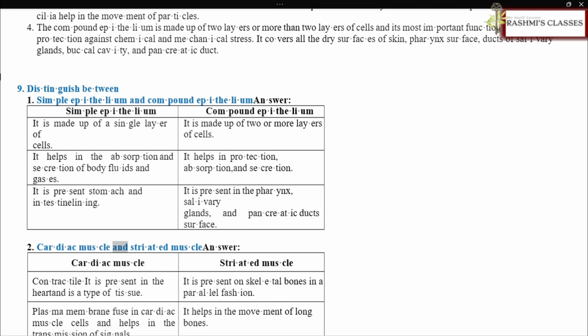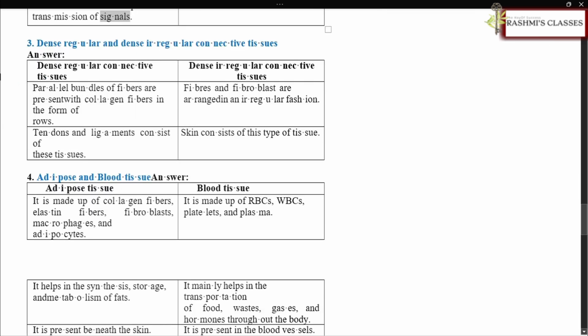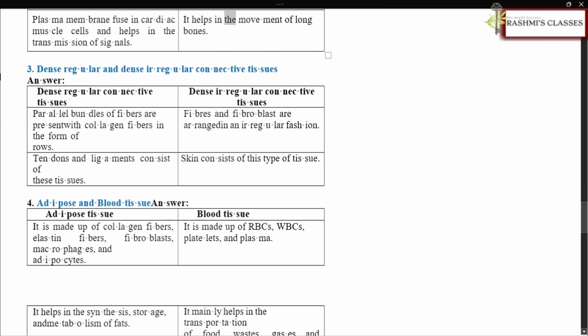Cardiac muscle and striated muscle. Answer: Cardiac muscle is contractile, present in the heart, and is a type of tissue. Striated muscle is present on skeletal bones in a parallel fashion. Plasma membranes fuse in cardiac muscle cells and help in the transmission of signals. Striated muscle helps in the movement of long bones.